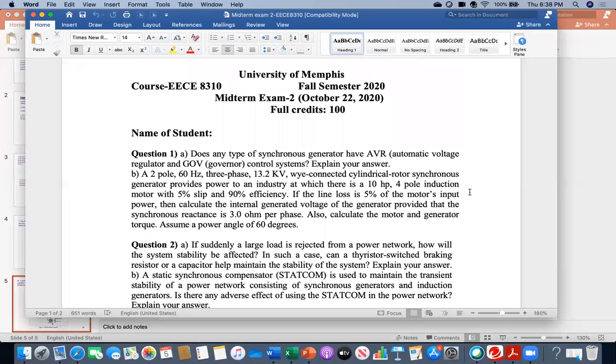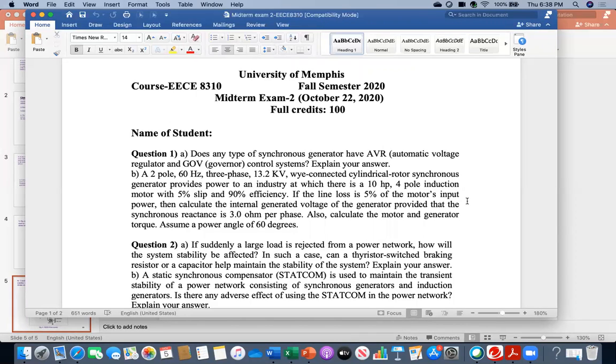Only non-salient pole synchronous generators will use AVR and governor, since they are used for high-speed applications. Their shaft oscillations and vibrations will be more, so we use only these controllers for non-salient type synchronous generators. Okay. And what else? Anybody else?